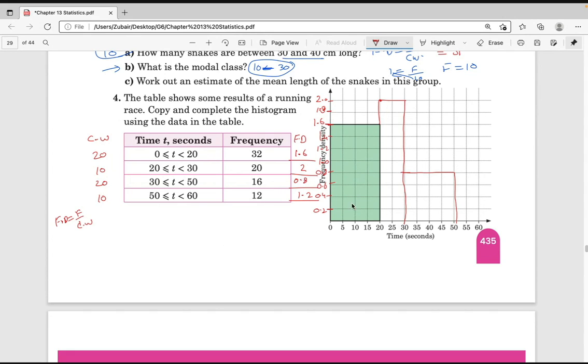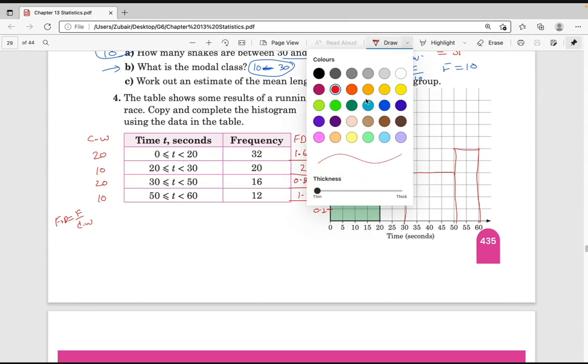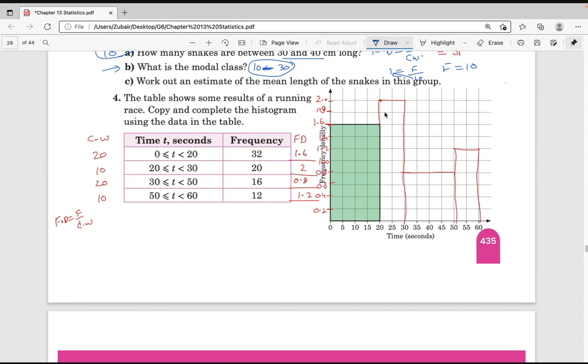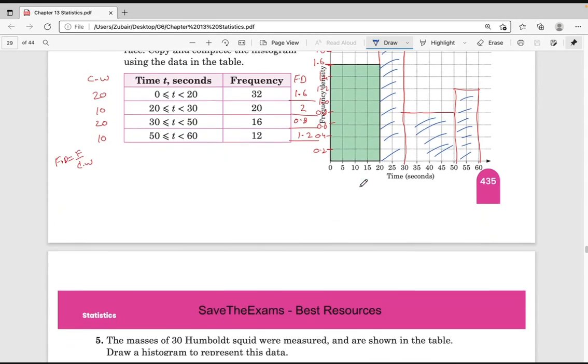Last one, 50 to 60, which is at a height of 1.2. So this is 1.2, 50 to 60. In the exam, you'll do this with a lead pencil and scale. You can also shade it a little for the examiner to read, to make it easy for him to read.